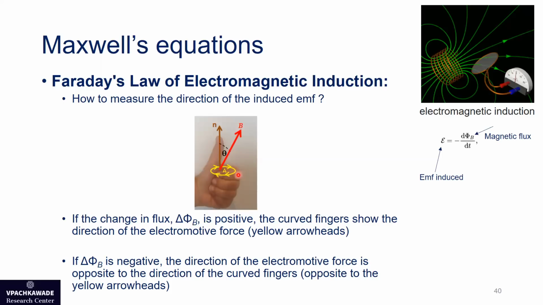If delta phi b is negative, let's say we calculate theta, and with that we calculate delta phi b, and it is negative, then the direction of the EMF will be opposite to these yellow arrowheads. So just take the direction in the opposite direction. That's how we can determine the direction of the induced EMF. So that was the detailed explanation of the third law, or the third equation of Maxwell, which is also famously called Faraday's law of electromagnetic induction.